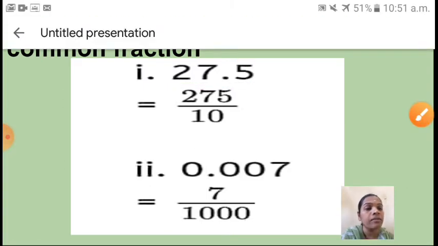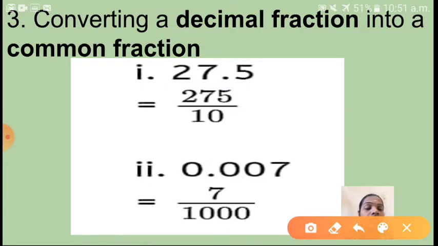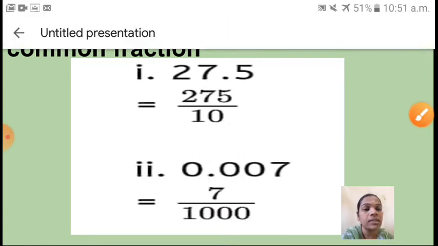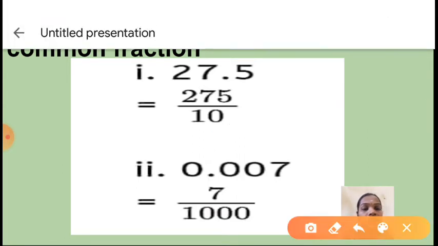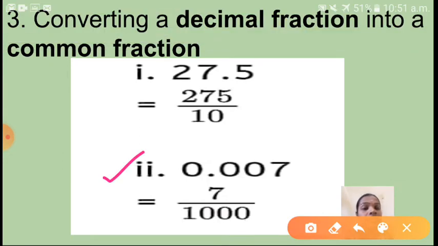First step is, ignore the decimal point. Afterwards, upon that, write 1. Then see how many digits are there after the decimal point. That many 0s you have to add after 1. Okay children? Shall I go to the next one? The second question is, yes, this is your second question.